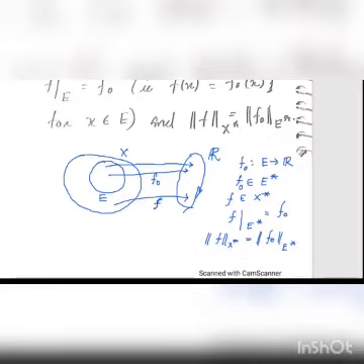Then we will say that this f is a Hahn-Banach extension of your f naught to X star. So we have extended your f naught to the entire space X star.